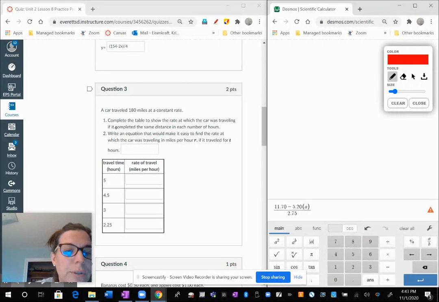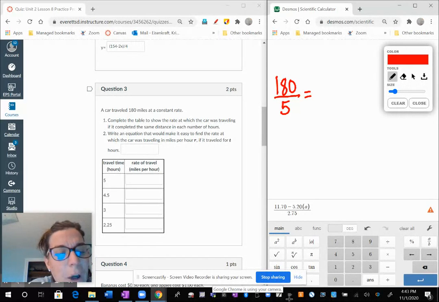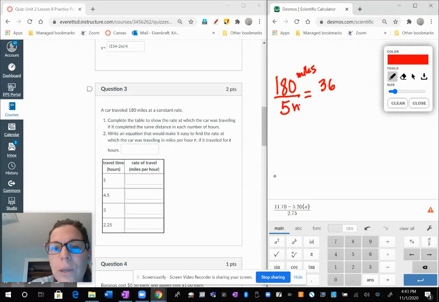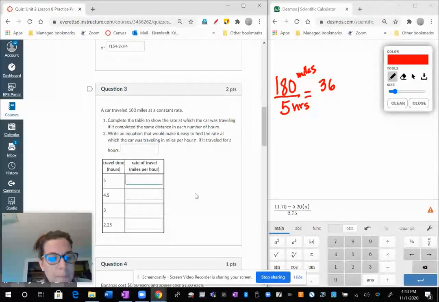So if the car traveled 180 miles in 5 hours, how fast was it going? So 180 miles in 5 hours. You could just simply do the division. How fast was that? So you would take 180 divided by 5, 36 miles per hour. Okay, that would be the rate. So 180, that was the total miles. That is the total hours. And that would be 36 miles per hour. Okay, so that would go right there.